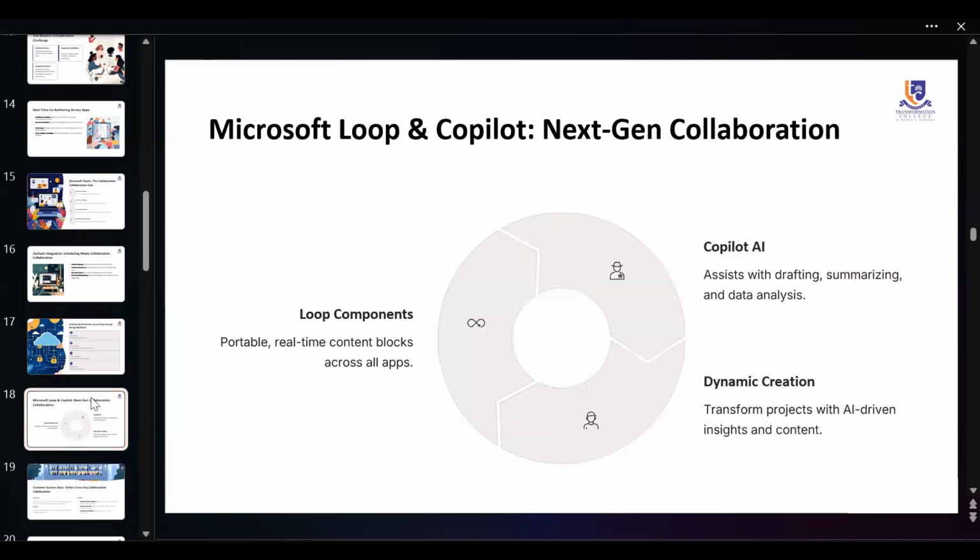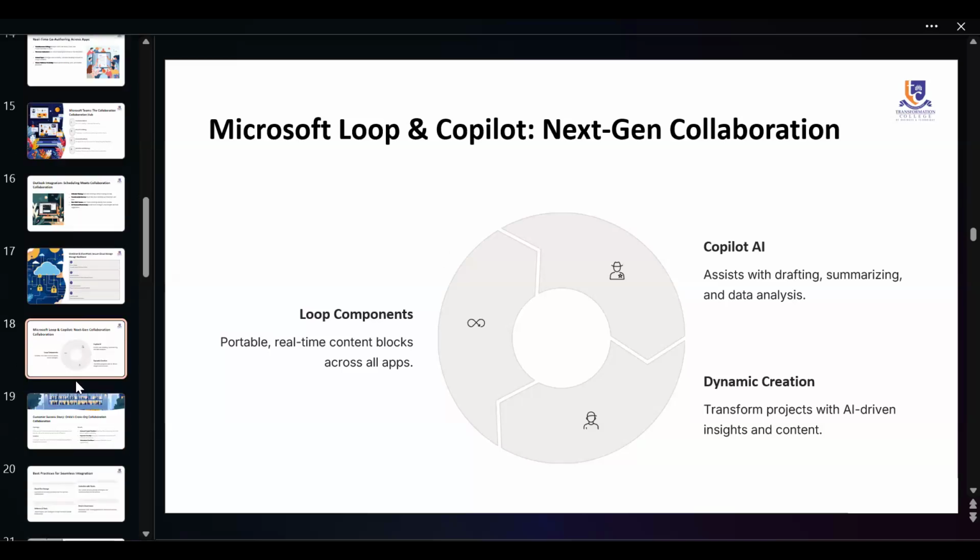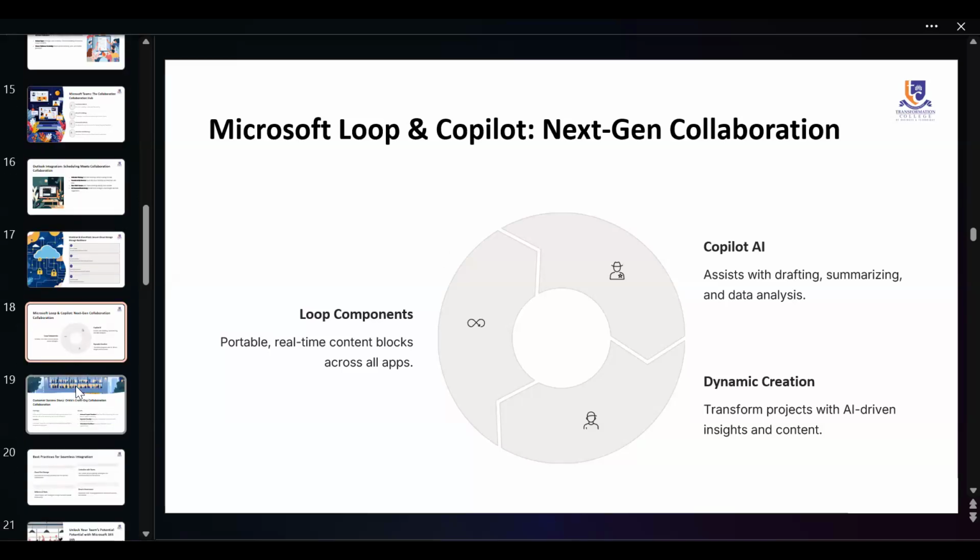Then the next thing that we have here is Microsoft Loop and Copilot, next-gen collaboration. I've heard about Copilot AI. Just like instead of you going to ChatGPT in your browser, there's also Microsoft Copilot AI that can assist you to draft, summarize, or analyze, and do all those things you would otherwise do in external ChatGPT. Do you understand? So this is a new introduction to the Microsoft applications that just came out.